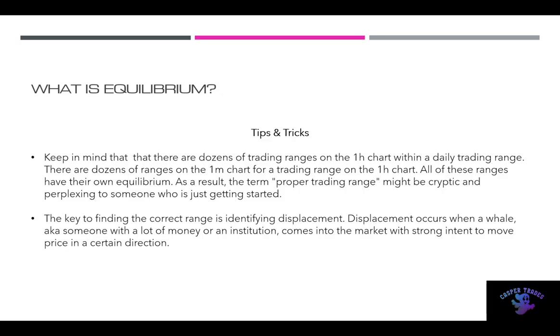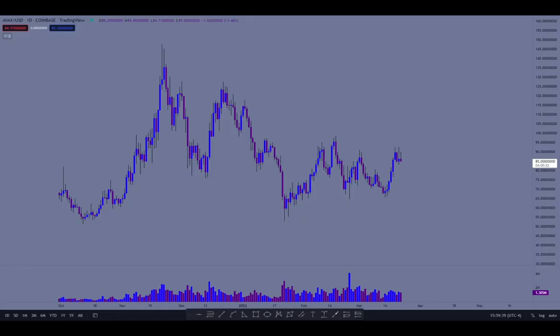The key to finding a correct range in whatever time frame you're looking at is identifying displacement. Displacement occurs when a whale, aka someone with a lot of money, a bank, institution, hedge fund, whatever, comes into the market with a strong and clear intent to move price in a certain direction. This can be identified by swing highs and swing lows, and we're going to get into that right now.